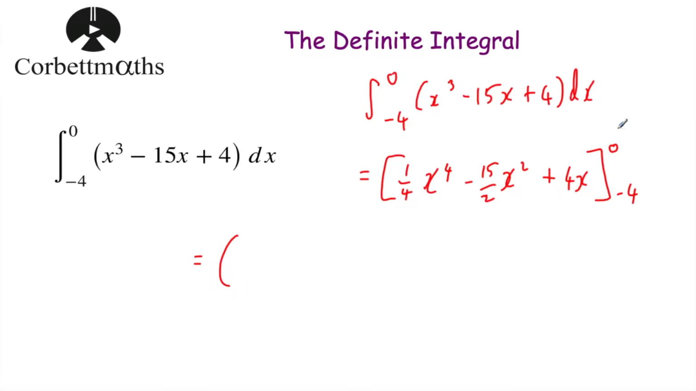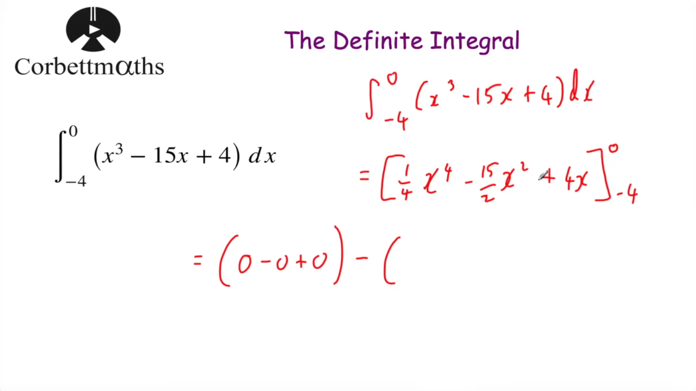Okay, now we're going to substitute in 0 to begin with. Well, one thing I've noticed here is that we've got a quarter times 0 to the power of 4, where 0 to the power of 4 is 0, times a quarter is 0, minus 15 over 2 times 0 squared. Well, 0 squared is 0, times this is 0, so minus 0, and then plus 4 times 0, which is plus 0. So that's all equal to 0 there. Okay, so that's quite nice. And then we've got subtract, and then whatever we get whenever we substitute in negative 4 into this.